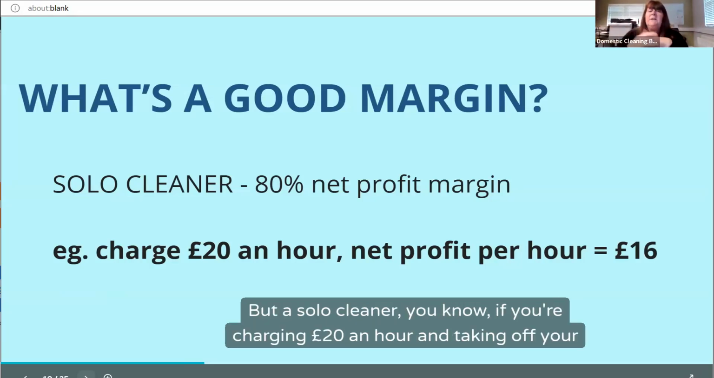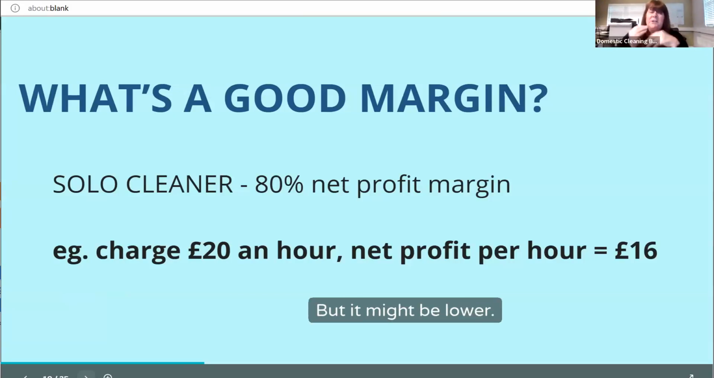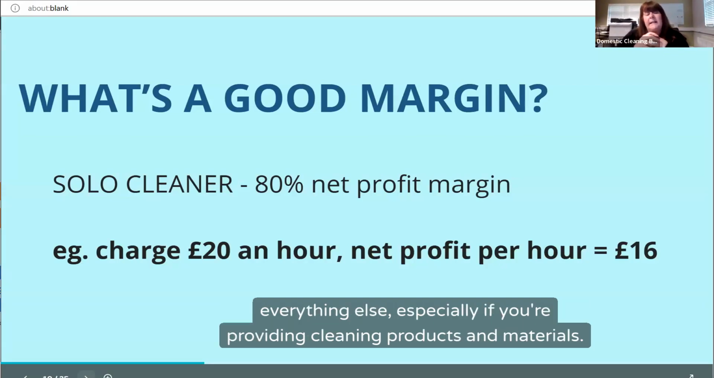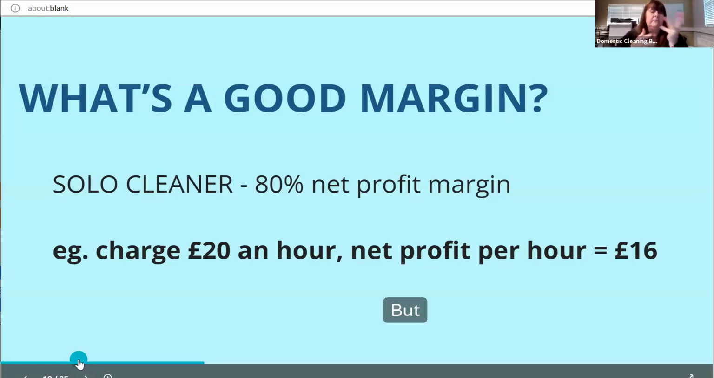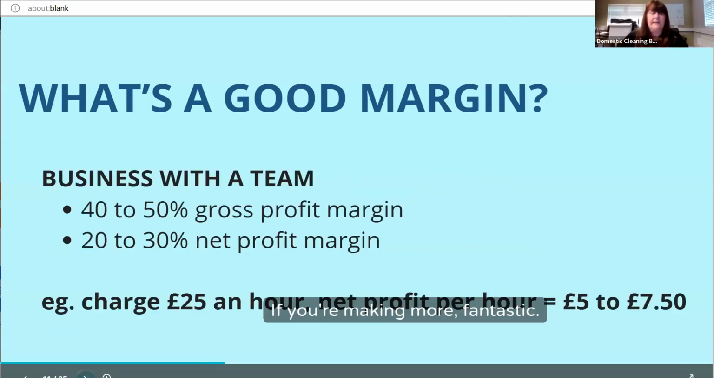But a solo cleaner, if you're charging £20 an hour and taking off your expenses, then that could be £16 an hour if you're making an 80% profit margin. But it might be lower, and it might be that £20 an hour isn't high enough now with the cost of everything else, especially if you're providing cleaning products and materials. But I would say that 80% is a good solid net profit margin for a solo cleaner. If you're making more, fantastic.